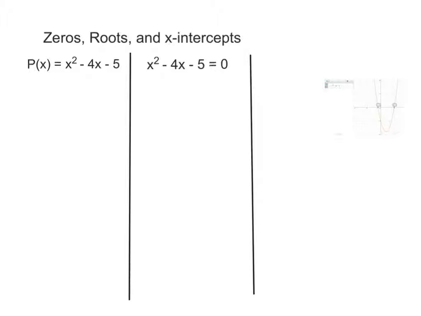Oh, here we go. This last one is talking about zeros, roots, and x-intercepts. Do you know what those things are? Have you heard those words before? Yeah? They're all sort of the same thing. Zeros, roots, and x-intercepts. We tend to use those three different terms interchangeably. They're not exactly the same thing, but for any function, they all work out to the same numbers. So that's why we interchange them.